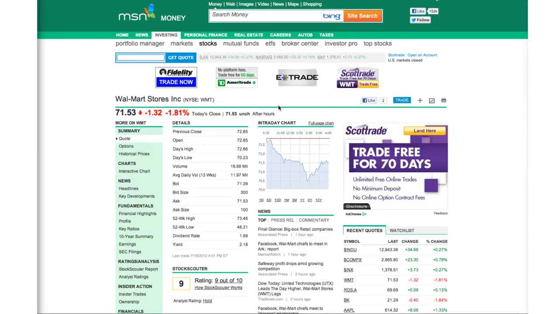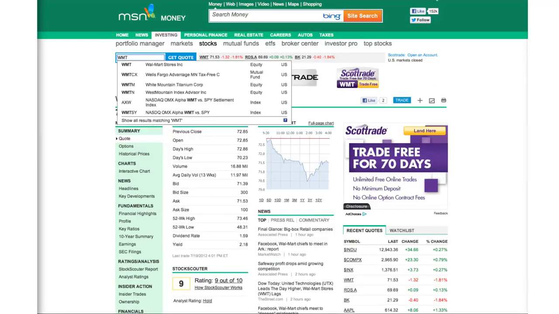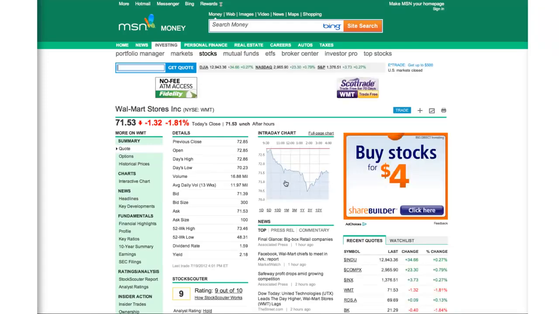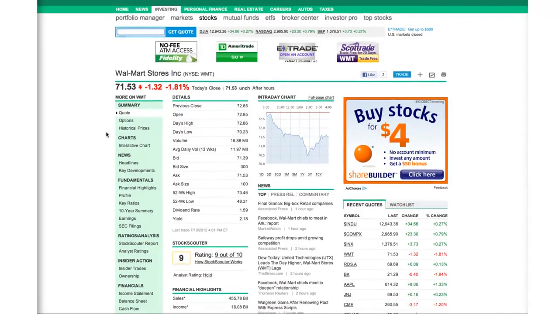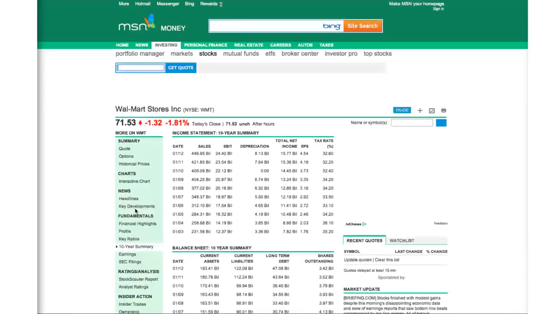So here I am at MSN Money, and in order to pull up Walmart, we're just going to type WMT and hit enter. Okay, and you can see here's Walmart. The first thing that I said in the third recommendation was that you have to look at the company's future earnings. So in order to get a brief idea of their past earnings, let's go ahead and pull up their earnings over the last 10 years.